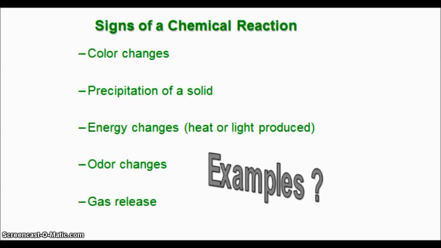So the first thing that we need to know is the different signs of a chemical reaction. Just because you throw two things together doesn't mean that they're going to react. They may not react at all. But here are some signs that a chemical reaction has occurred. You have color change, precipitate of a solid, so that just means if you put two liquids together, it becomes cloudy, and that cloudiness is actually a solid. We'll look at that in class.